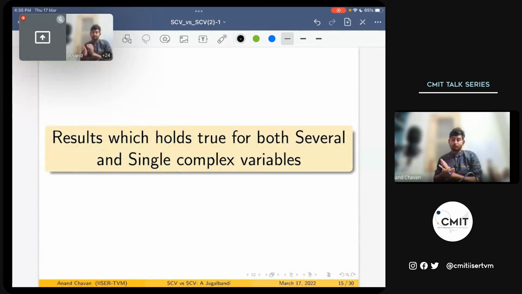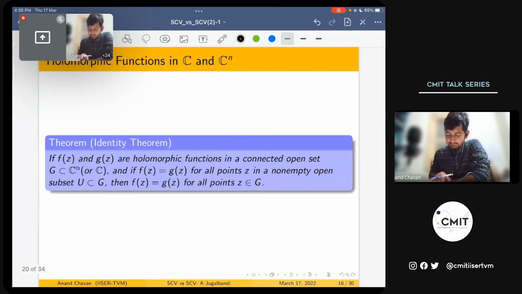Results which hold true for both several and single complex variable. Now the thing is, Osgood's lemma. Due to Osgood's lemma, we can prove similar results which are there in single complex variable to a higher complex variable. So Osgood's lemma was an important step to prove similar results in several complex variable.